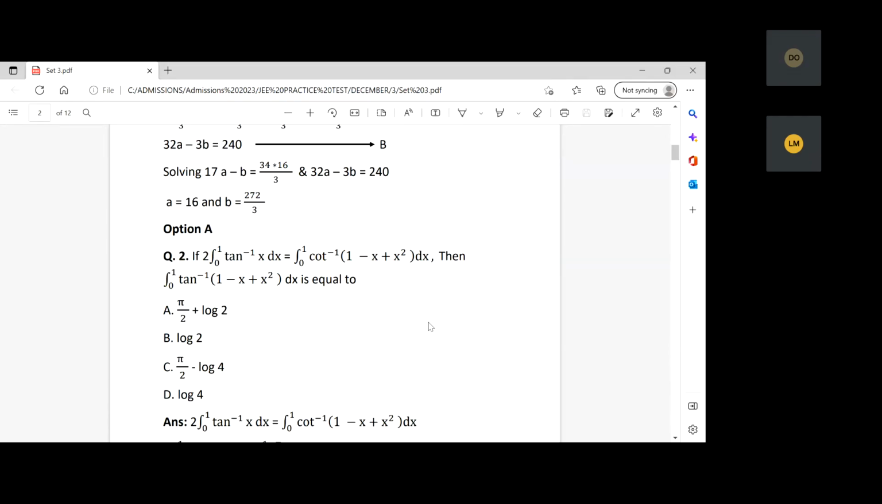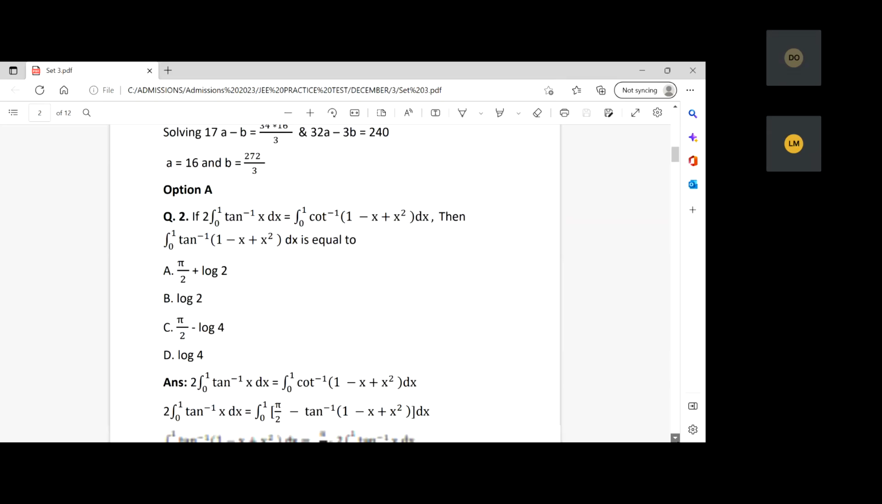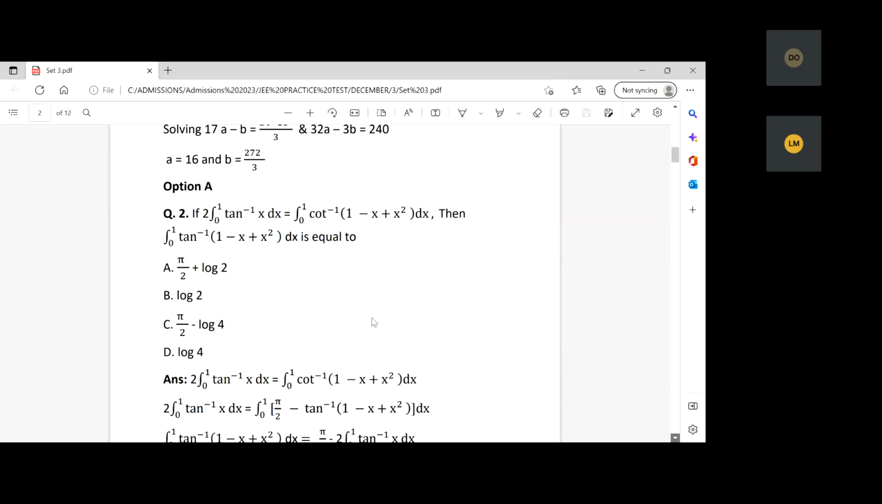This is the second question. See the options. Something related to log is there: log 2, log 4. So pi by 2 plus log 2, or maybe pi by 2 minus log 4, or log 4. These are the options. So I hope everybody can see the question. If there is any issue, you can just tell it or type it in the chat box.